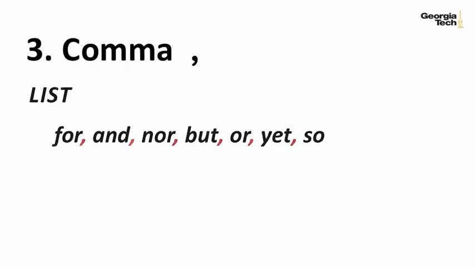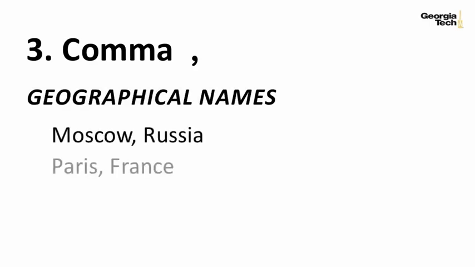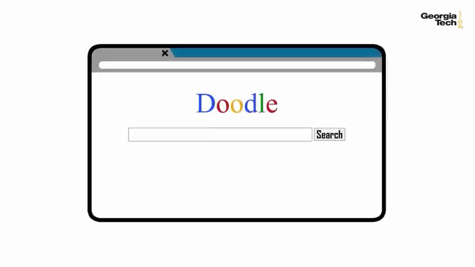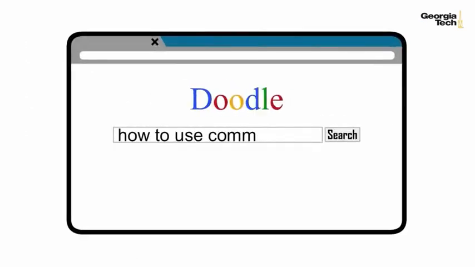You also use commas to set off all geographical names like Moscow, Russia, or Paris, France, or for items in dates except the month and day, like October 10th, 2011, and for titles in names such as Philip Hollingsworth, MD. This is just basic information about commas, but you can find more information all over the internet on this topic.